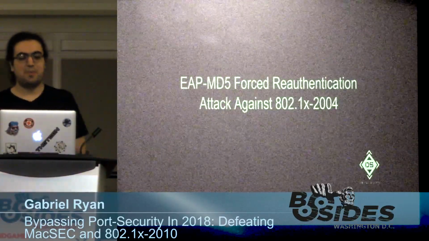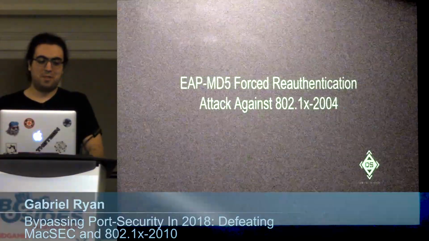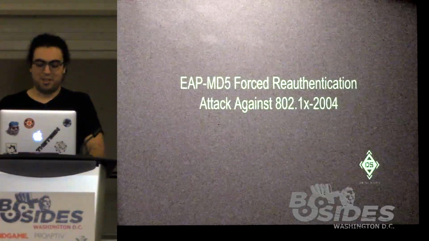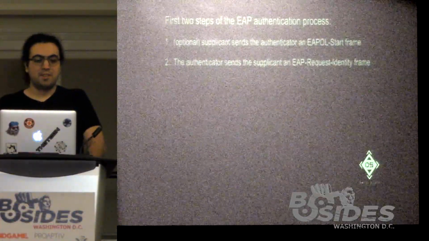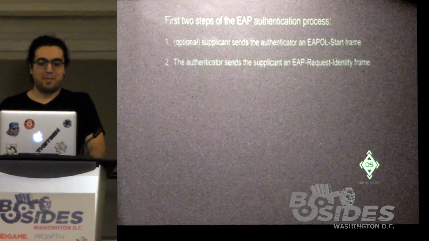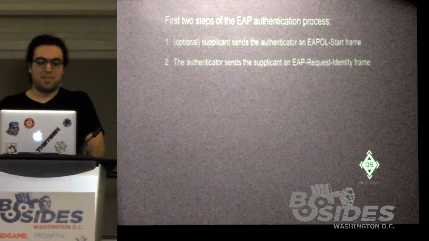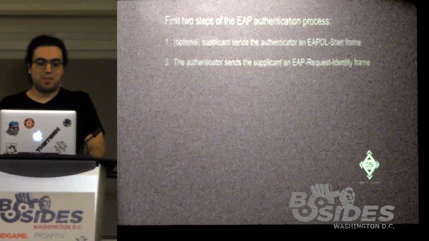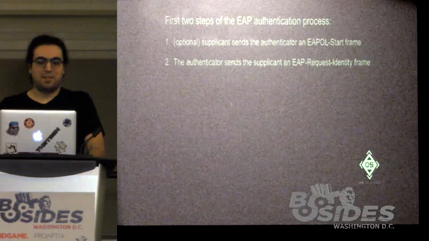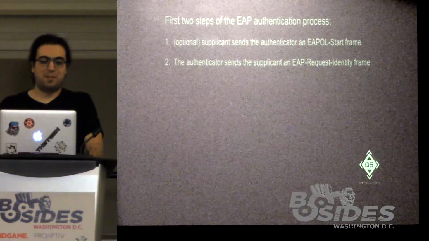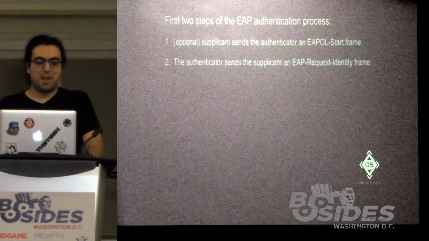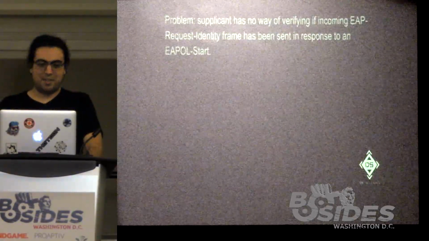So there actually is a better option. We can use something called the EAP-MD5 forced re-authentication attack, which is what I came up with to deal with this scenario. Remember we mentioned that the first two steps of the EAP authentication process are that the supplicant sends the authenticator an EAP start frame, and the authenticator responds with an EAP request identity frame. We mentioned that first step is optional, and that actually has significance.